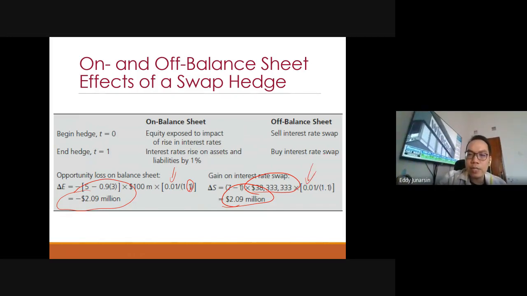If the interest rate increases by 1%, your swap contract value will increase by 2.09 million. So this is a straightforward example that really matches the loss on one side and the profit on the other side from the derivative contract, which is the swaps contract. I think it's quite straightforward, quite easy to follow.